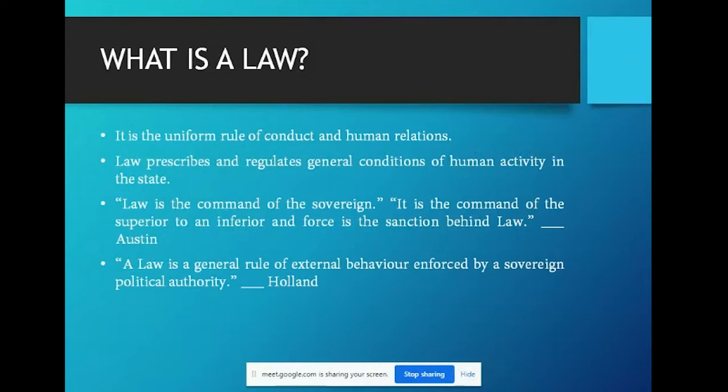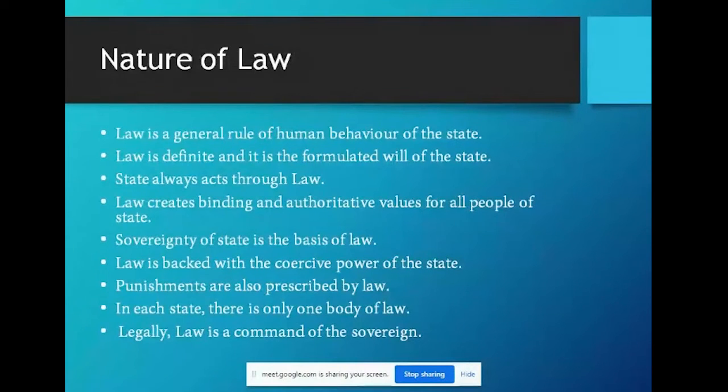Then we are looking into the nature of law. It is a general rule of human behavior of the state. It is as per the will of the state, and it creates binding and authoritative values for all people of the state, and thus it is a command of the sovereign. So these all are the nature of law.